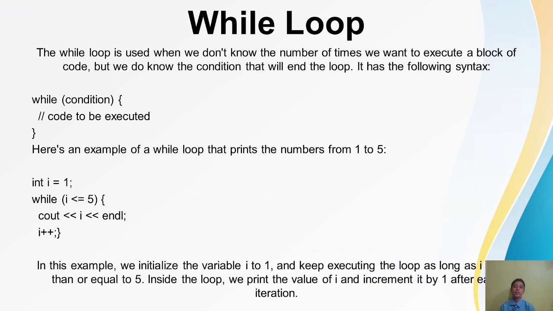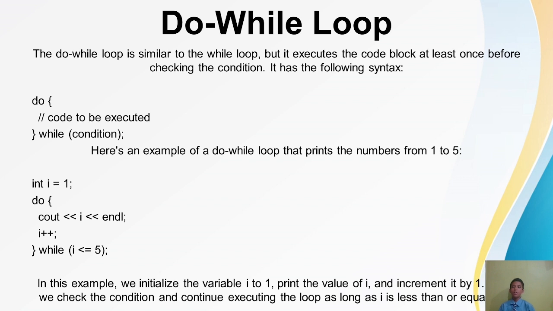Now, let's see the last loop, which is do while. It is similar to while loop, but it executes the block of code at least once before checking the condition. It has the following syntax: do, code to be executed, curly bracket close, and then we have to write while (condition) and semicolon. Here's an example where we print numbers from 1 to 5.